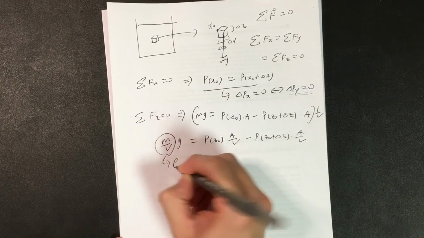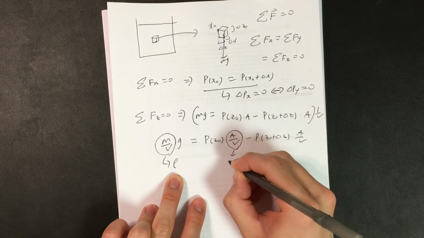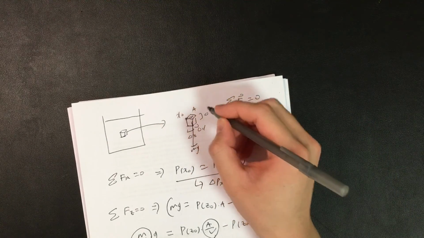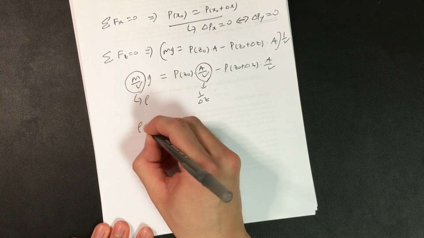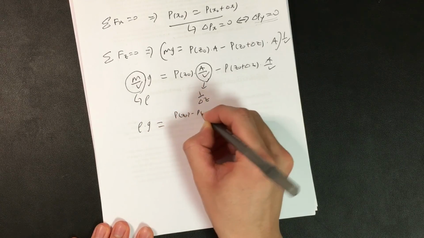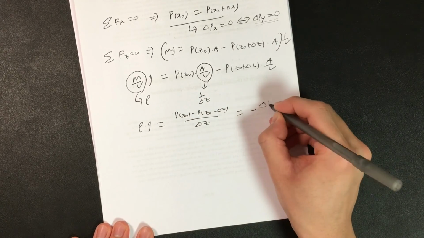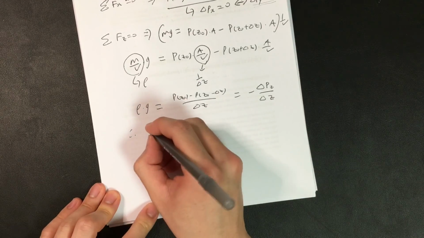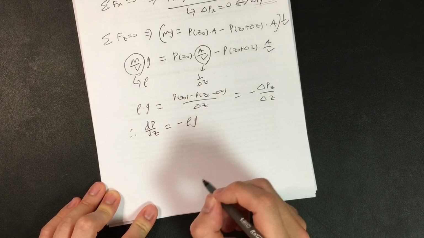Mass over volume becomes the density of water, which is denoted as rho. Area over volume is simply 1 over delta z, because in this case the cross-sectional area is A, and A times delta z equals the volume of this cube. So rewriting this expression, rho g equals P of z0 minus P of z0 plus delta z, over delta z, which equals minus the change in pressure along the z direction divided by the change in z. Therefore, we can conclude that the derivative of pressure along the z direction equals negative rho times g.